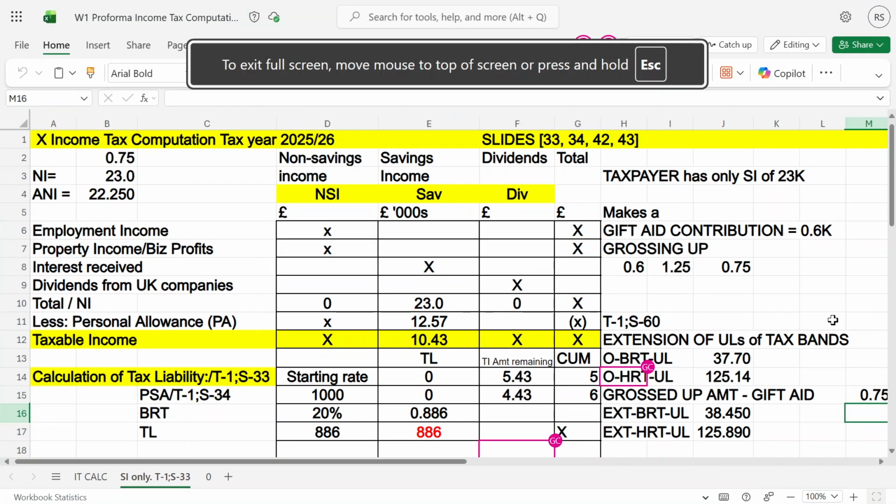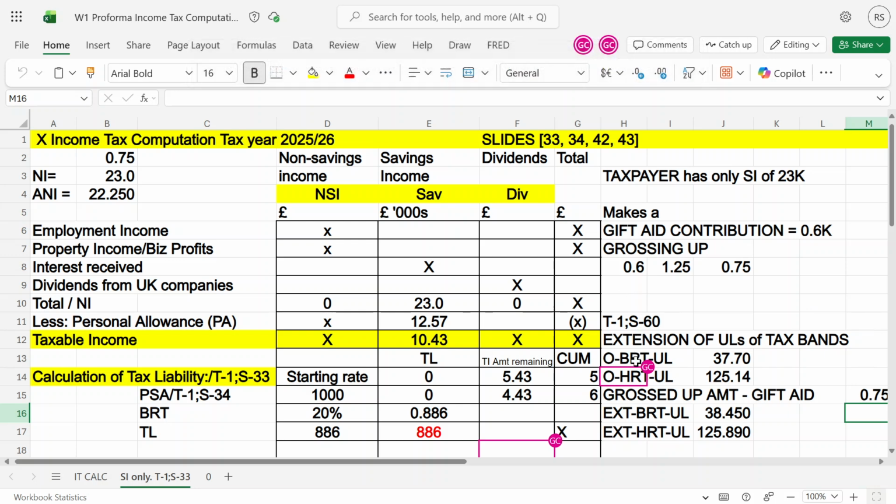Just the TI amount remaining? How can we get the number here, five? TI amount remaining. How will you get it? You take the total taxable income that you start with, and how much has been assessed for taxation at this stage. You got it when you're applying the starting rate of taxation, that is for 5K.